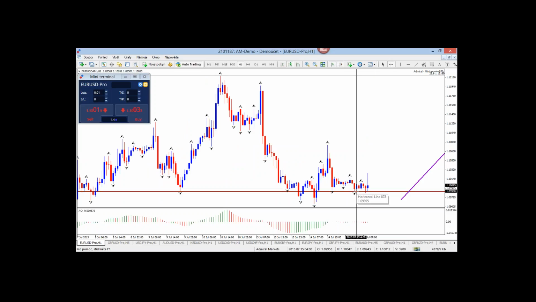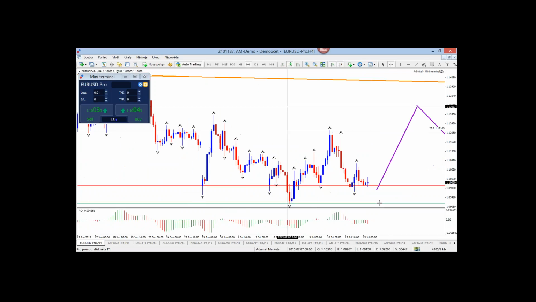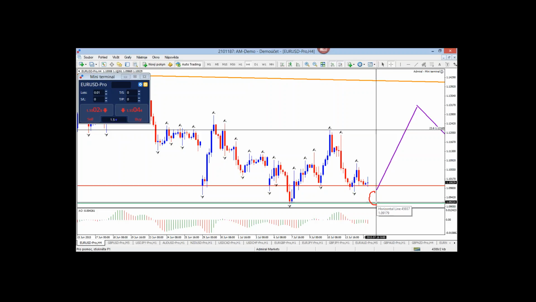If price really pushes through 109.90 and goes below 109.75, I would say, or maybe even this bottom, 109.65, then it looks like we have some potential. How much? Let me take a look at the 4-hour chart. Maybe down to 109.20 for 40, 50 pips here. Not much.